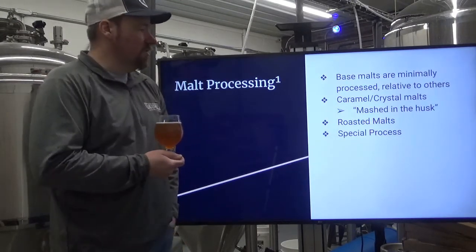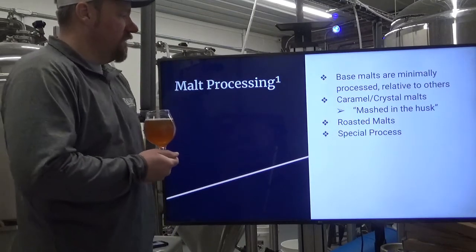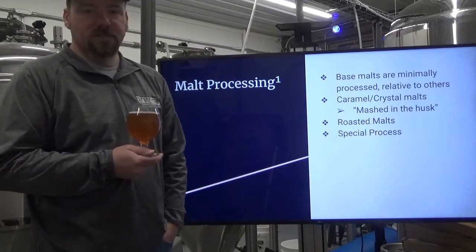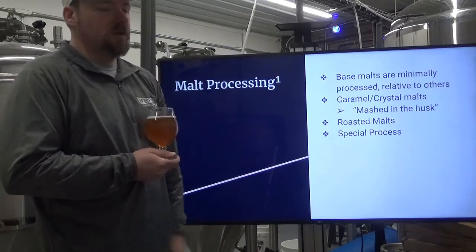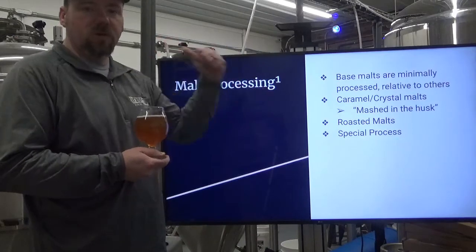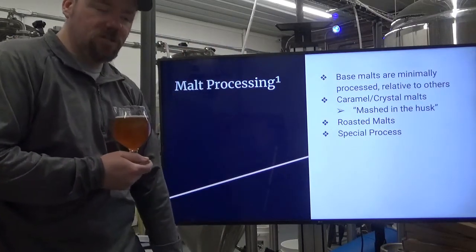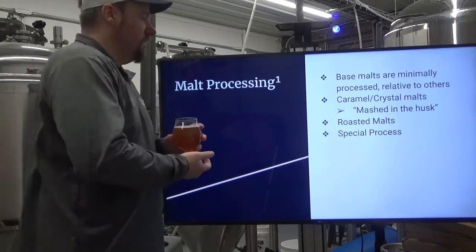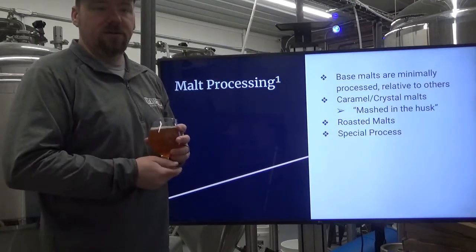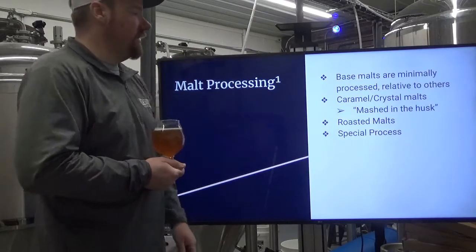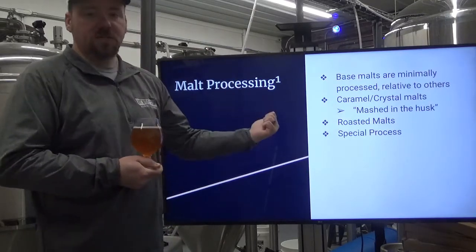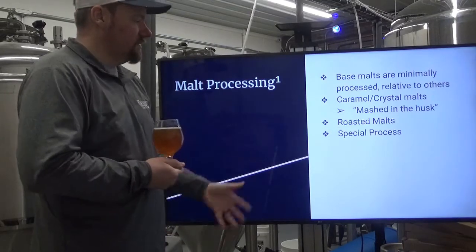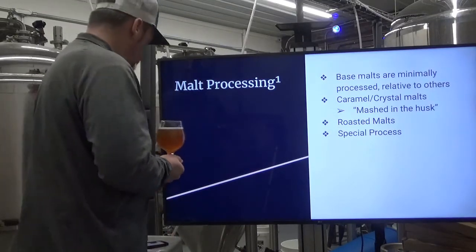Then we've got caramel or crystal malts, depending on what you call it. They are pretty much the same thing. Those are described as being mashed in the husk. So instead of being crushed and then thrown in the mash tun and mashed in that, they're actually mashed in the husk through a process with water and heat, of course, and then roasted and allowed all that stuff to stay in the grain itself. Then you've got roasted malts, which are much darker, and then some special processed malts we'll get into.